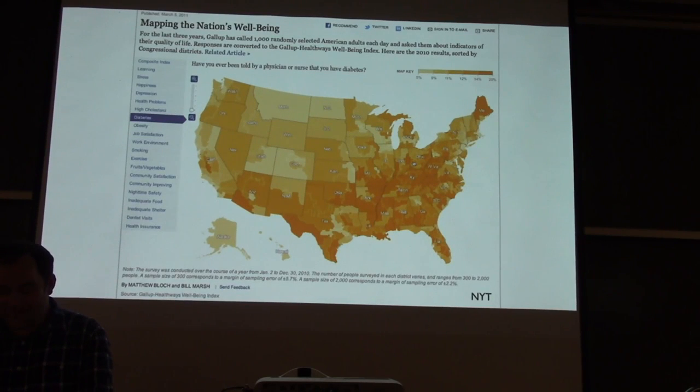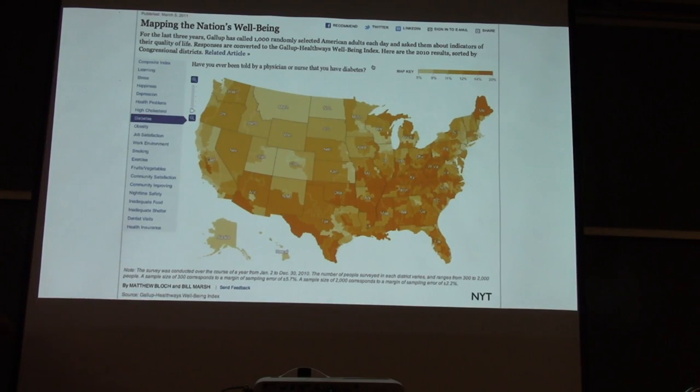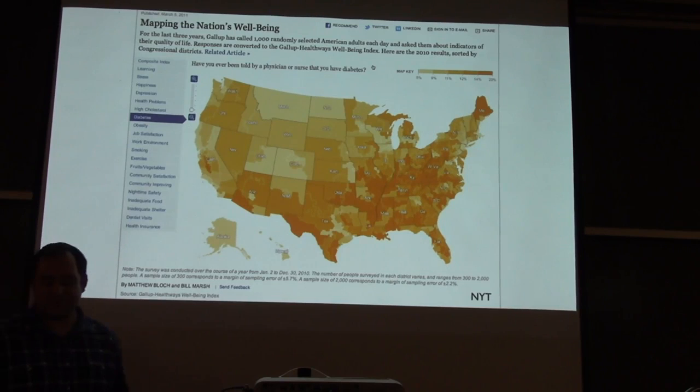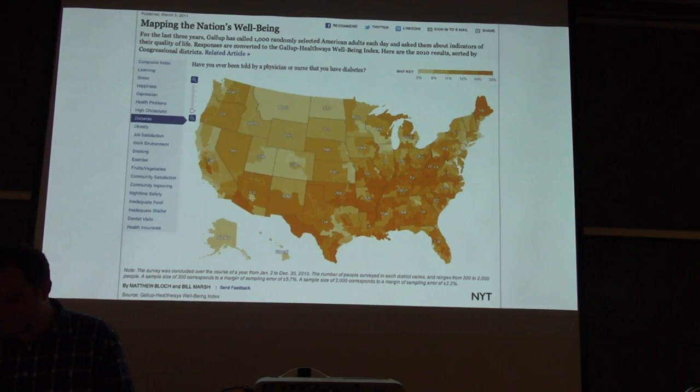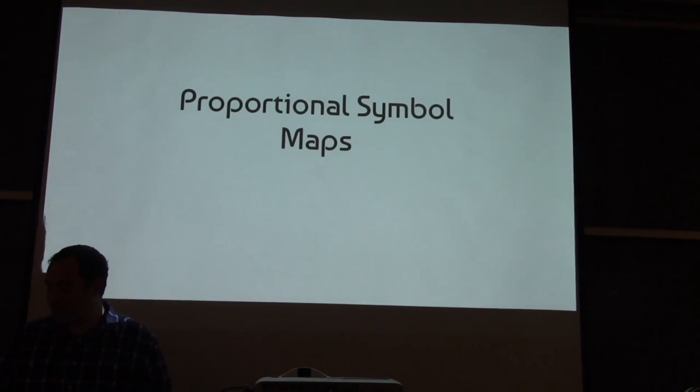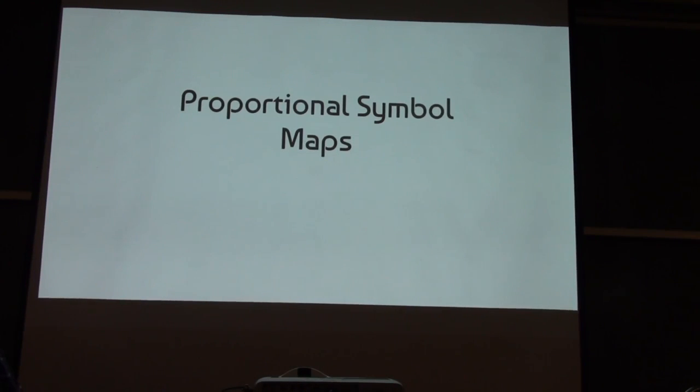And there's many of those maps, so this is a link, I'm going to skip over this. There's different aspects of well-being in the United States on this New York Times piece. Let's just explore it on your own if you're interested. Okay, I want to move on to proportional symbols map.